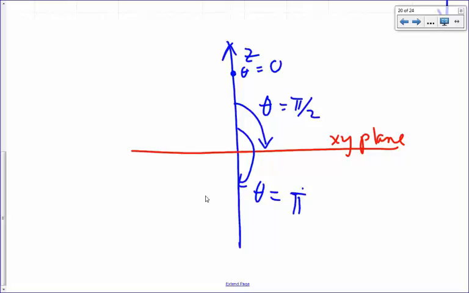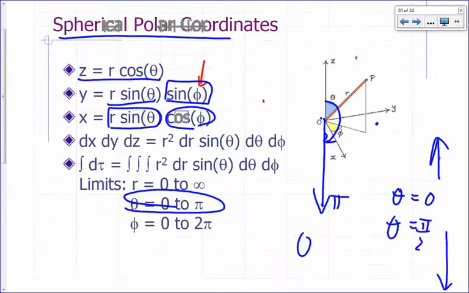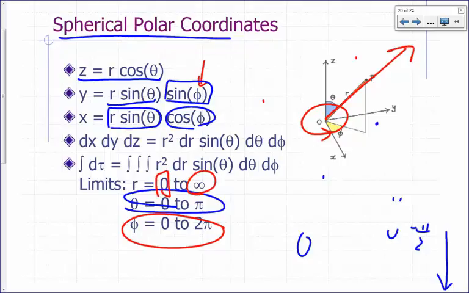What's the range of values for phi? Phi can go anywhere from 0 to 2 pi around the xy plane. So the range of values for phi is 0 to 2 pi. And the range of values for r would be 0 to infinity. At the origin, r is 0, and infinitely far away from the origin, r is infinity.